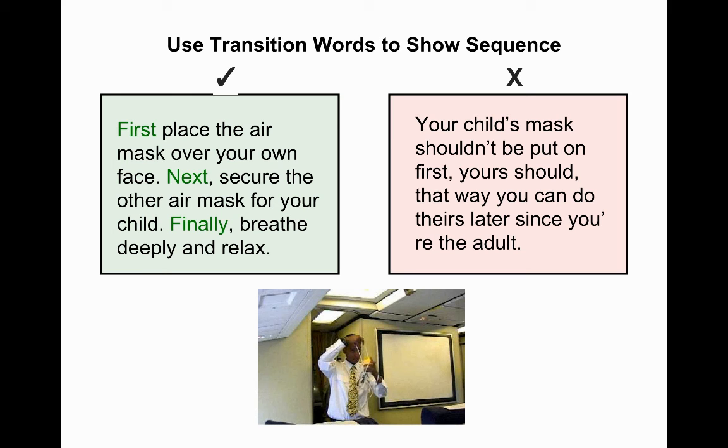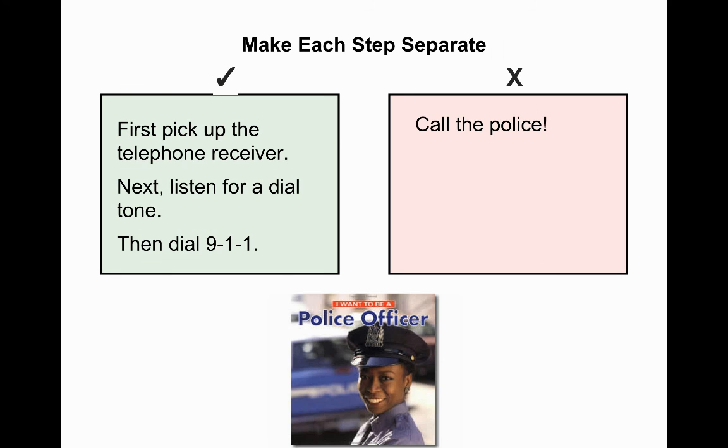So the transitions first, next, finally, those are called sequence transitions. There are other types as well, contrast transitions, comparison transitions, and so forth. But you can see that in instructions, sequence transitions are probably the one you will use most. Make the steps separate. On the right-hand side, call the police. If you're writing for a layperson audience who needs to read instructions on this or practice up, it's probably a child, maybe a first or second grader who can read but may not be that familiar with the steps. So first pick up the telephone receiver, next listen for a dial tone, then dial 911. In this day and age of cell phones, it would be a little bit different, but again, you want to make each step separate if the audience is going to need that.